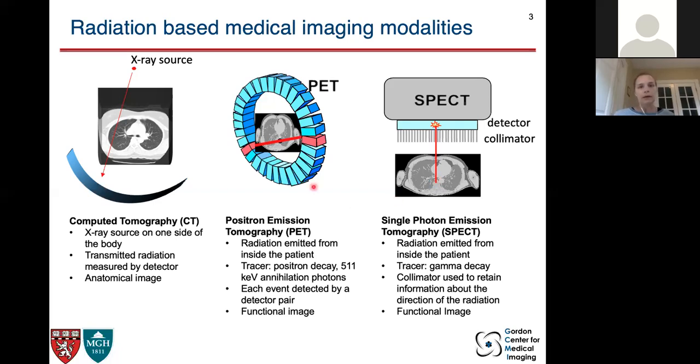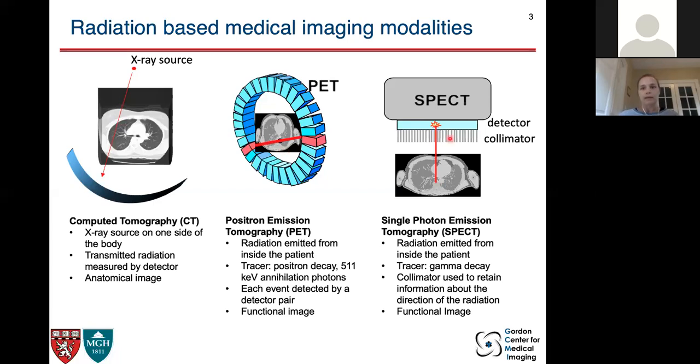So in PET, the tracer is a positron emitter, which results in the emission of two back-to-back 511 keV annihilation photons that are measured by two opposing detectors, like you see here. So each event is detected by a detector pair. And because they're detected together, we know that the event originated from the line connecting these two detectors. I will go into more details about this when we come to the PET part of the lecture.